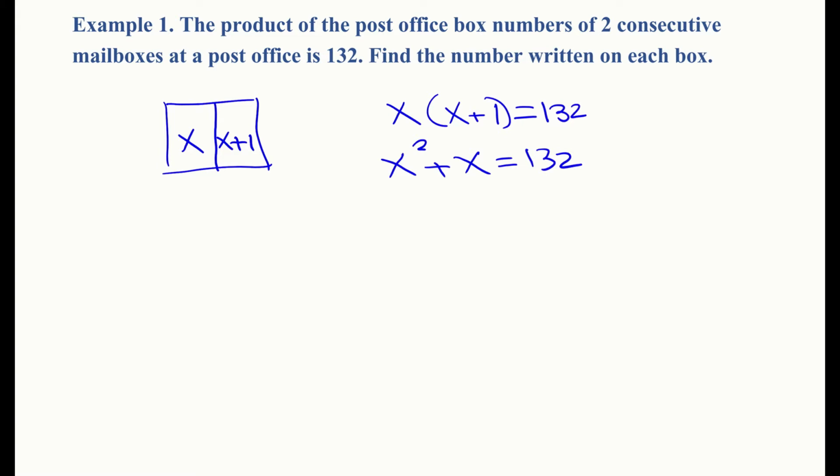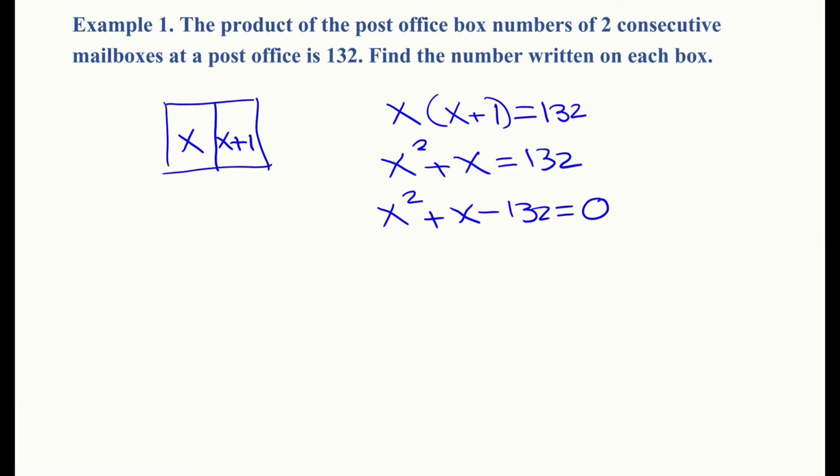We're going to move all the terms to one side because this is a non-linear equation, given that there's a degree higher than 1 in it. So the procedure is to move everything to one side and then make sure we just have 0 on the other side. Now we're going to go ahead and factor this quadratic trinomial.